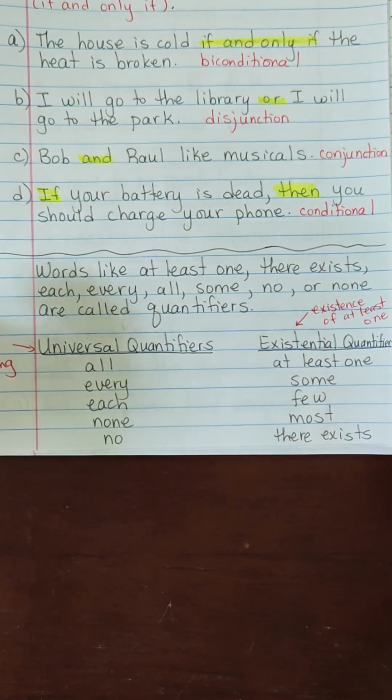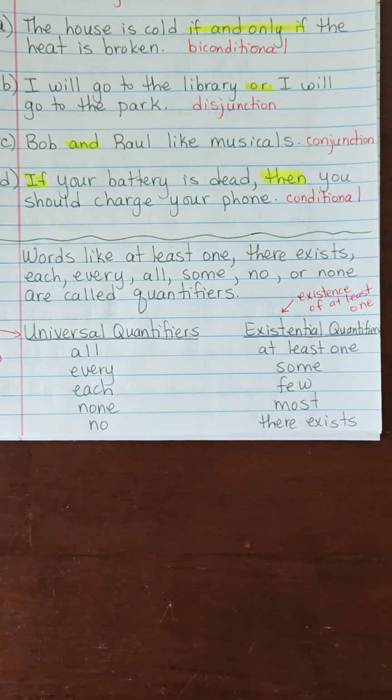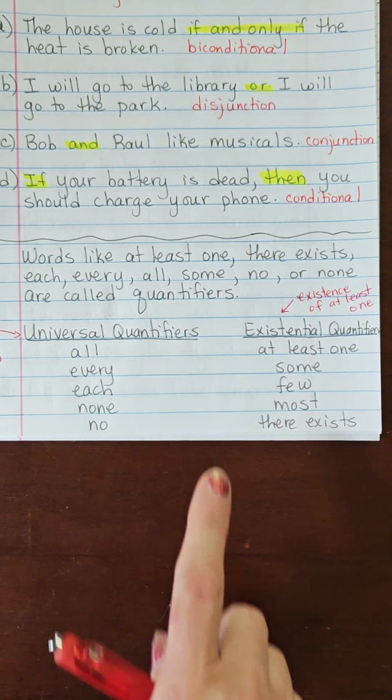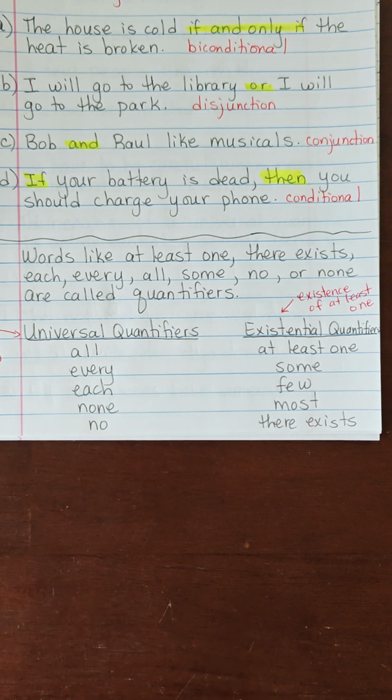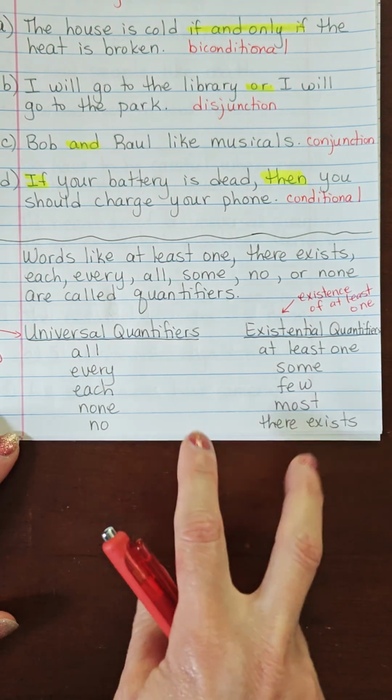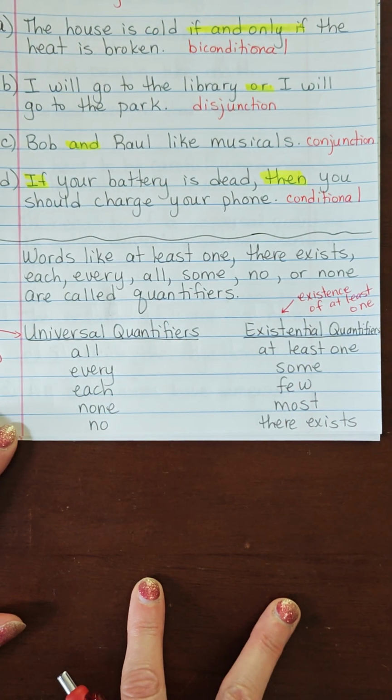Okay, let's move into these quantifiers. Words like at least one, or there exists, or each, every, all, some, no, or none. All of these are called quantifiers because they give you some kind of quantity, okay? They are classified into two categories.